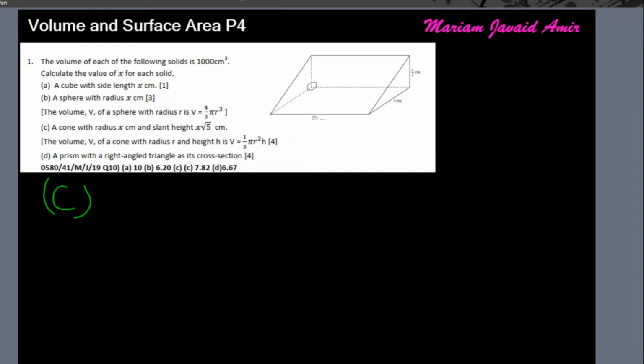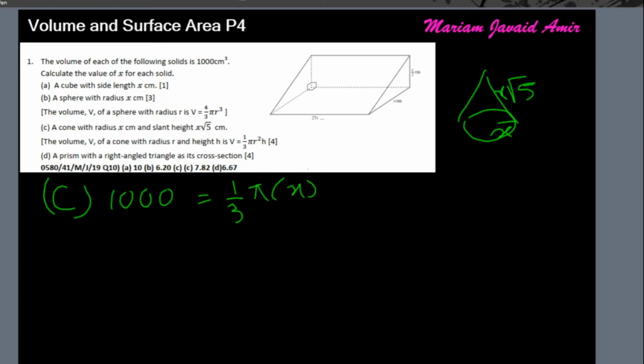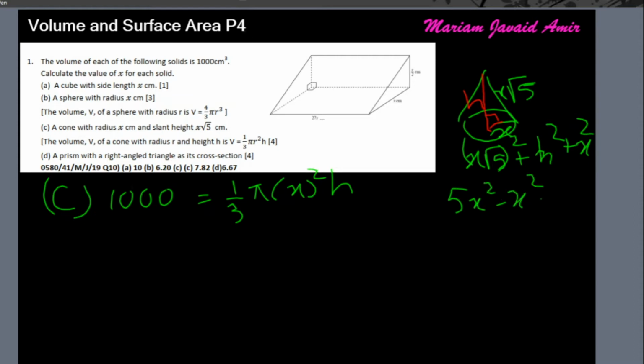A cone with radius x and slant height x under root 5. Okay, so we know the volume is 1000, and also the formula for volume is 1 over 3 pi radius square times height. So first we need the height of this cone. So applying Pythagoras theorem, we'll write x under root 5 whole square equals h square plus x square. So this becomes 5x square, since under root 5 whole square is 5. So 5x square minus x square equals h square, and 4x square equals h square, and then take under root on both sides, so we get h is equals to 2x.